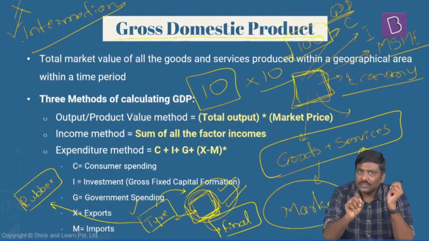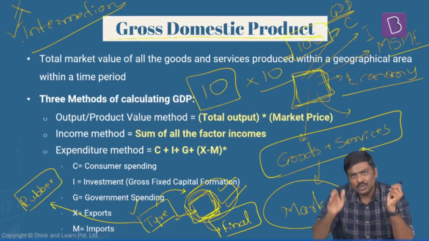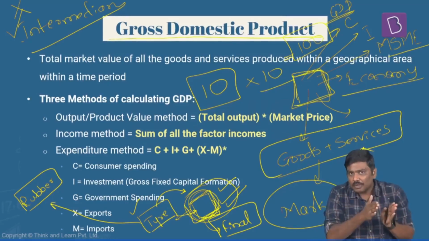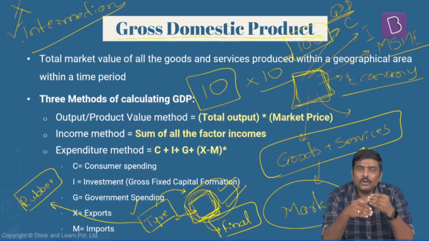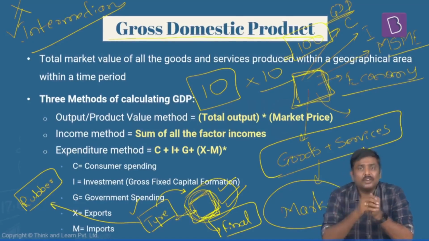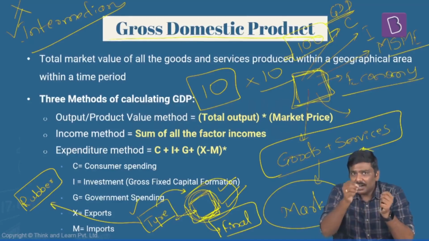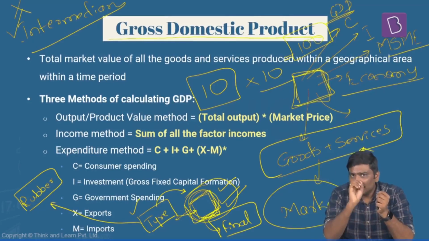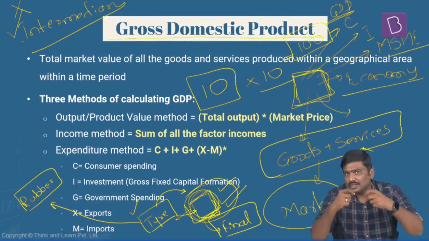In the same way, transfer payments made by the government are also not counted in the calculation of GDP. Now, what do you mean by transfer payments? The government will provide certain support in the form of transfer payments to beneficiaries. For example, pension, for example, scholarship. These transfer payments are also not counted in the calculation of GDP. So remember these points with respect to the calculation of GDP.